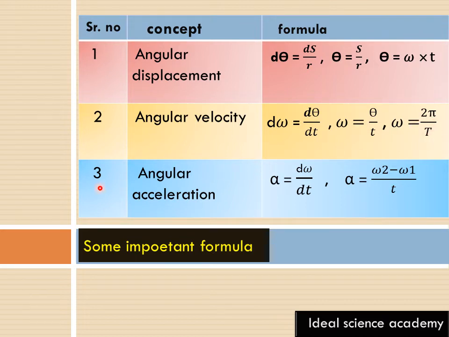The third formula is angular acceleration. Alpha is equal to d omega upon dt, where alpha is the angular acceleration, d omega is the rate of change of angular velocity, and dt means the change of time. Alpha is equal to omega 2 minus omega 1 upon t. So these two are the formulas of angular acceleration. Let's see in the next page.